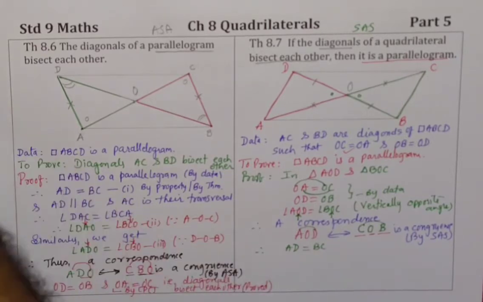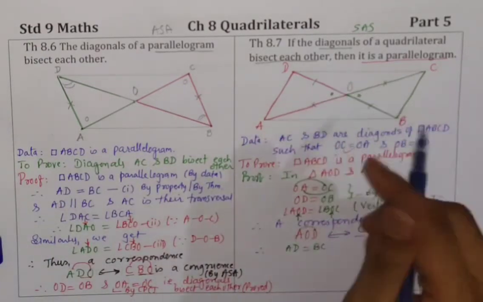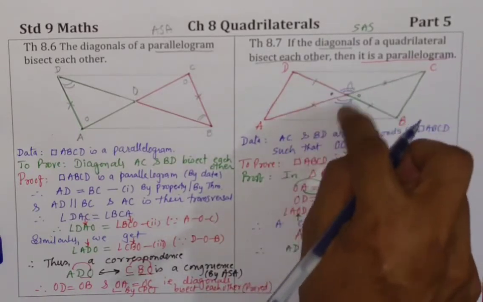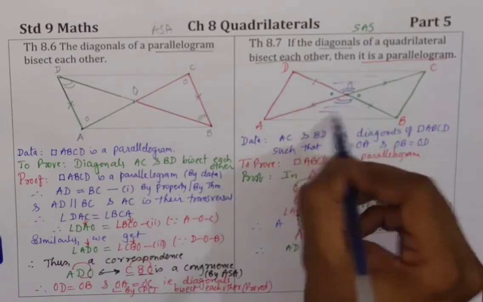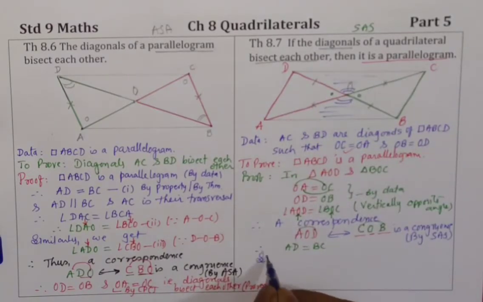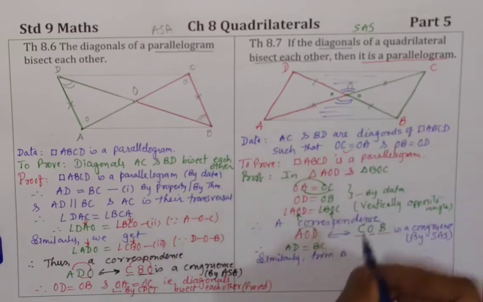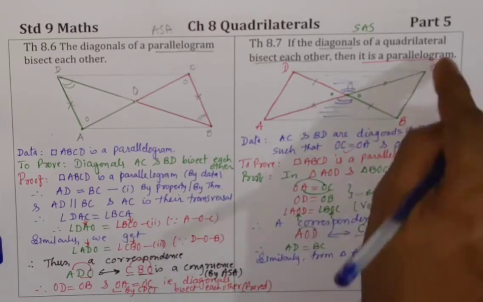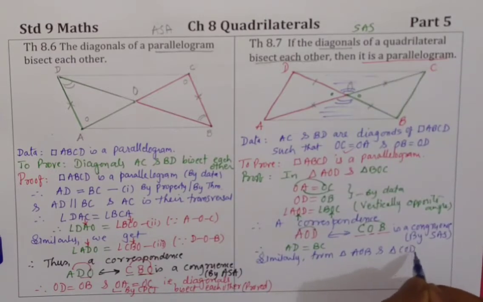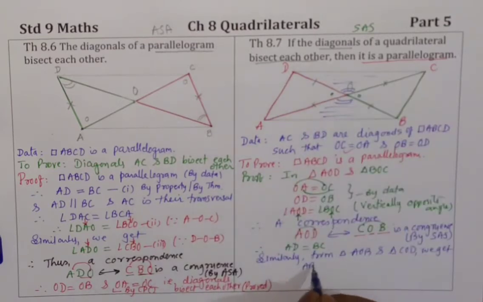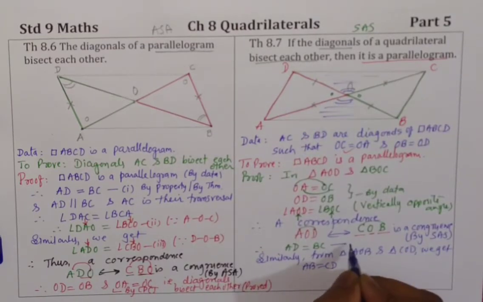Correct? Now similarly, by picking triangle AOB, this also has vertically opposite angles. So by side angle side, these two triangles become congruent. So similarly, from triangle AOB and COD, we get AB equal to CD. AB equal to CD. This is result 1 and this is 2.